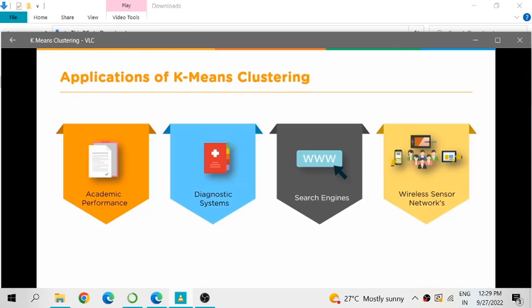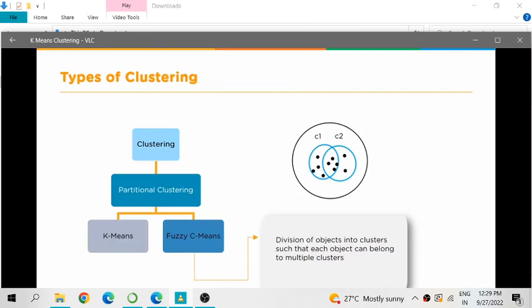And coming to our point of interest, the central topic is k-means clustering. We are concentrating today specifically on a clustering technique called k-means clustering.